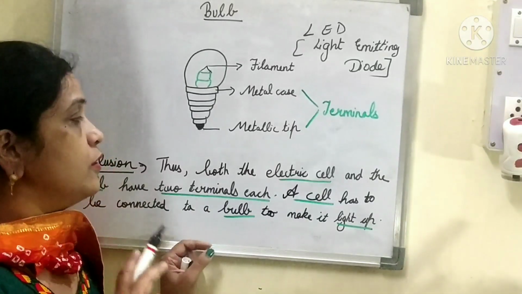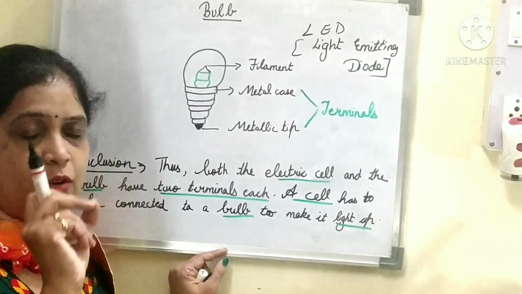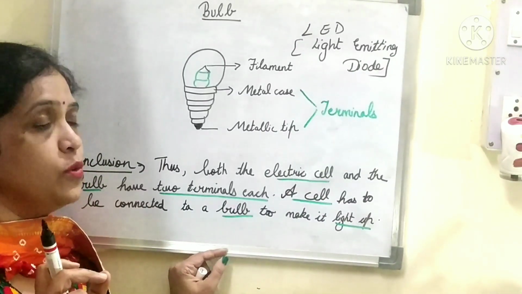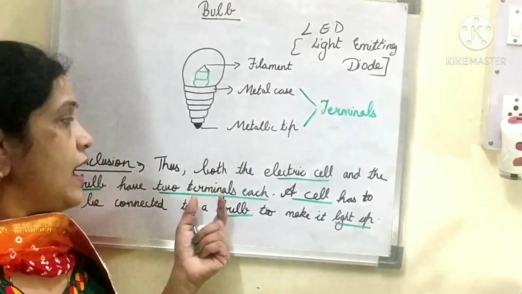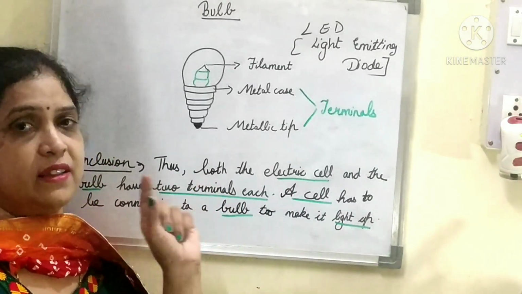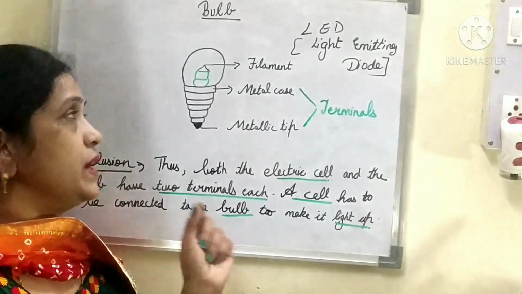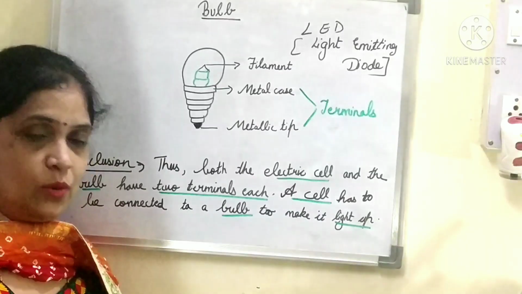For today your assignment will be this: I will be sending you a PDF of the inside of a cell, which you are going to draw in your copy, along with the diagram of the bulb. In the next class we will learn how we connect the cell and a bulb to make an electric circuit, and what an electric circuit is.